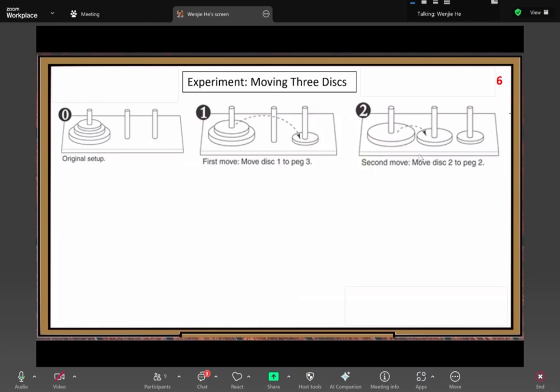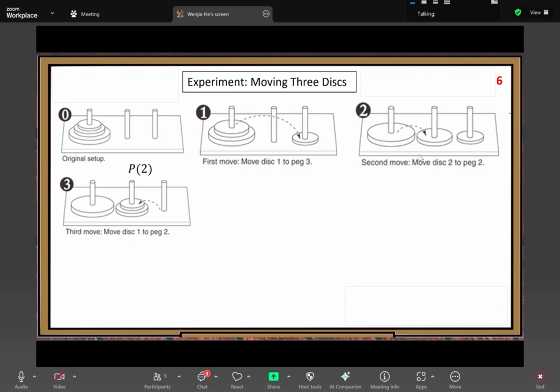After that, we want to move the smallest disk back to peg 2, following the rules. See, we do not violate any rule here. Now, because peg 3 is empty, can we move the largest disk onto peg 3? Yes, we can.